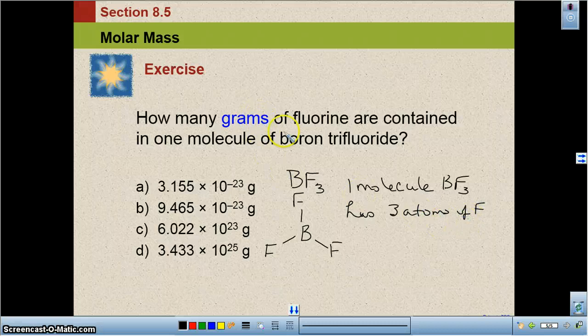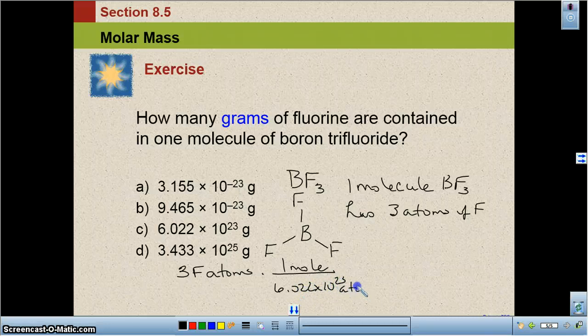of fluorine. So what it wants to know is how many grams are in that 1 molecule, how many grams of fluorine. So if I have 3 fluorine atoms and I know that 1 mole has 6.022 times 10 to the 23rd atoms of anything in it. That gets rid of atoms, and I have moles.